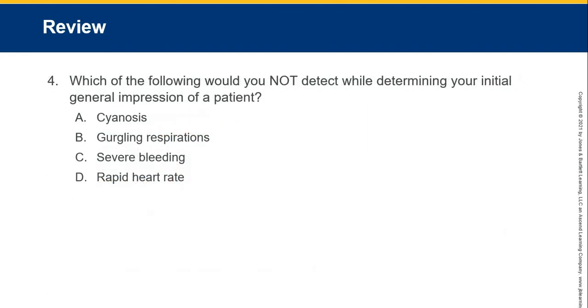All right, which of the following would you not detect while determining your initial general impression of the patient? Okay, so think about it like this. The general impression is going to be inspection mostly. Like you walk in, it looks like a 70-year-old male, right? He's sitting there tripoding. He doesn't have his shirt on. Looks like he has retractions. What thing are you not going to actually see, basically?